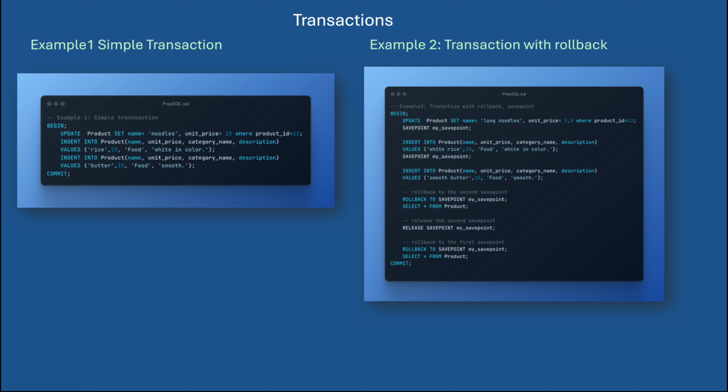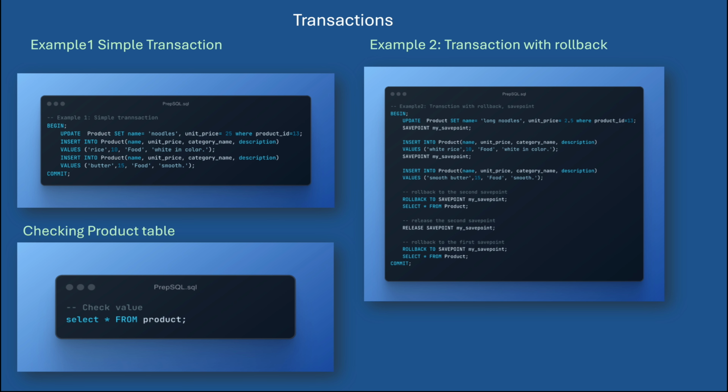And if you want to discard a certain save point, you can also release the save point. Basically, releasing my save point will release the first save point over here, and we'll roll back to the topmost save point by the consecutive rollback statement. And we can see that using a select product example. To check the product table, we just do select asterisk from product.